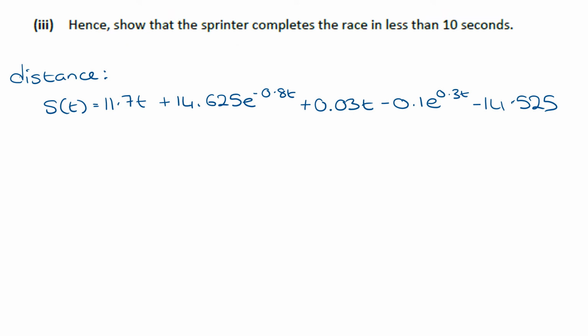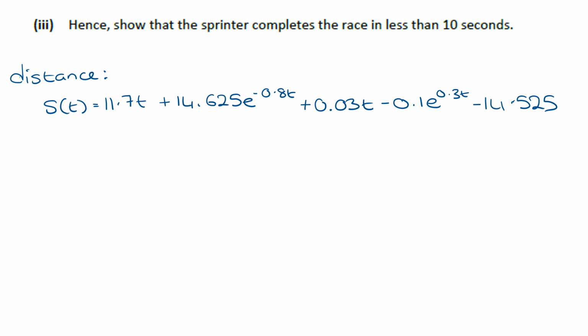So the final part of this question says, hence, show that the sprinter completes the race in less than 10 seconds. So maybe an obvious goal for this is to say, well, I know that the distance of the race is 100 meters. Let this equal 100 and see if we can solve. But it's quite a complicated piece to solve, and most students wouldn't be able to at this point with what we know. So maybe it's not the obvious way to approach it.